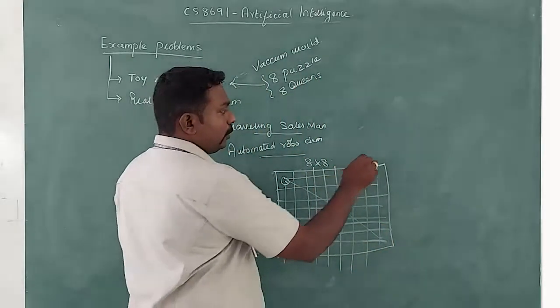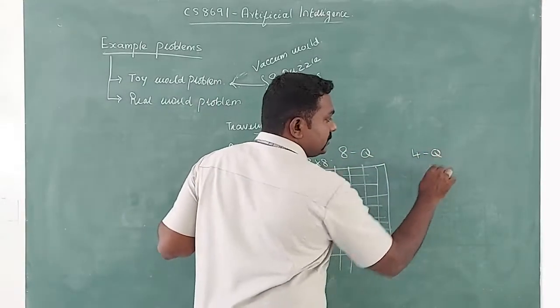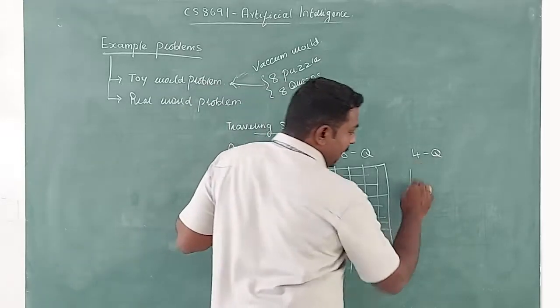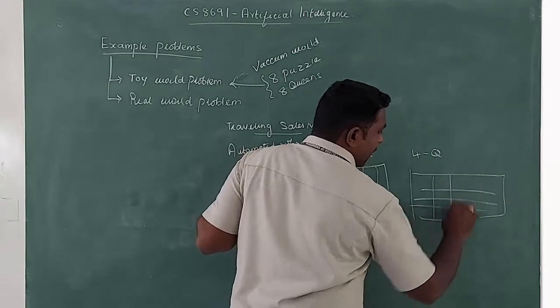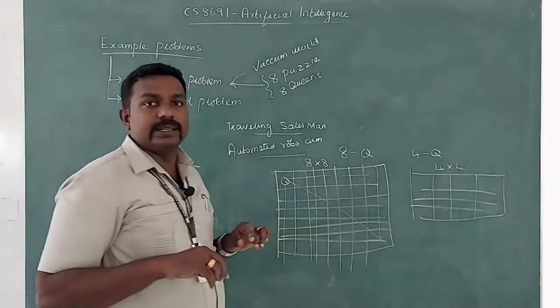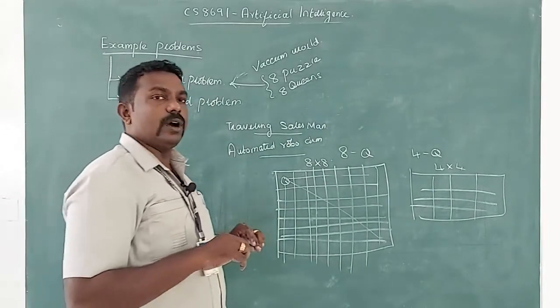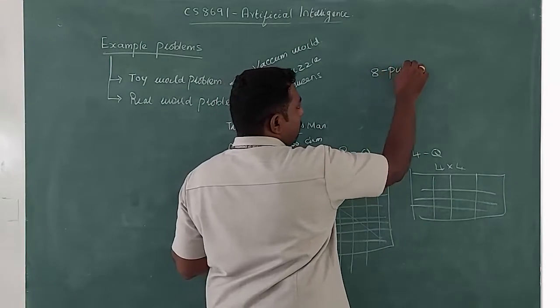Similarly, there is the 4 queens problem. This is the 8 queens problem. Similarly, there is a 4 queens problem also. In 4 queens, you will have a 4 into 4 cross matrix. Okay, the rules are the same, but the matrix is 4 into 4. Similarly, there is another toy world problem called the 8 puzzle problem or 4 puzzle problem.